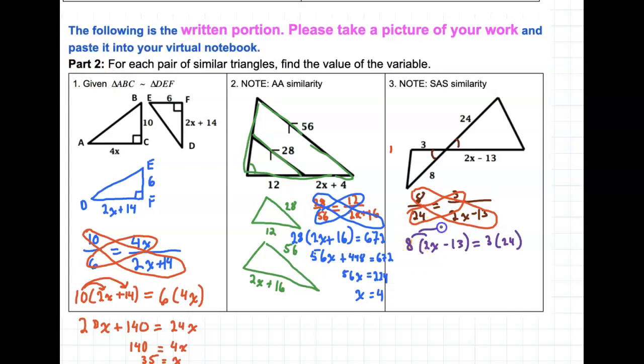Alright, let's apply the distributive property. So we got 16x minus, it's a big number, 80 and 24, so minus 104 is equal to 3 times 24. That shouldn't be too bad, so it's 72. Let's add 104 to both sides. So 16x is equal to 176. Then when we divide both sides by 16, x is equal to 11.